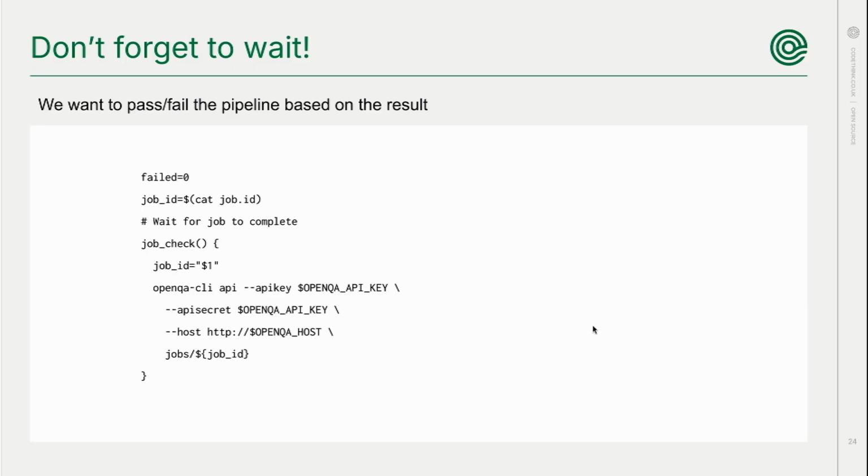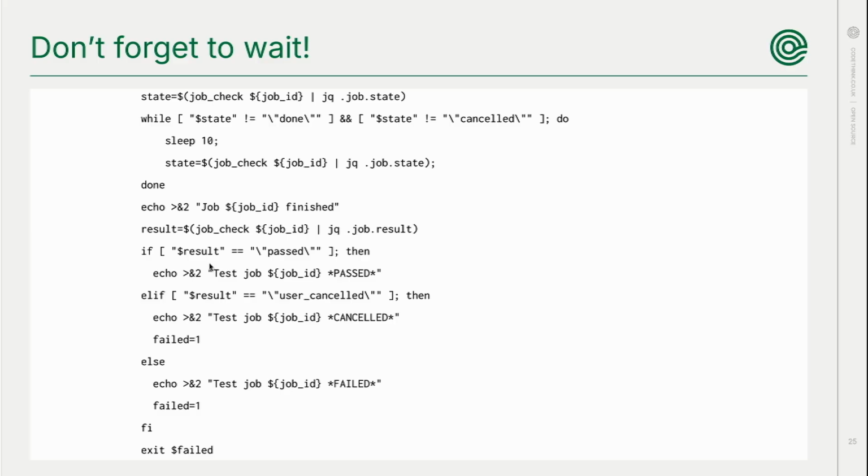Now, this is very long-winded, but thankfully there's a much easier way to do it. You want to wait for that job. So the job ID you got in the previous stage, you want this test stage to pass or fail depending on the results of those tests. So you need to define a job check function that will call the API and just go, what's the status of that job? What's the status of that job? And now you can do that in a loop. So you can go around and check the state constantly in a loop until it's done or cancelled.